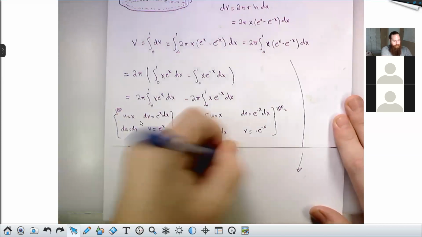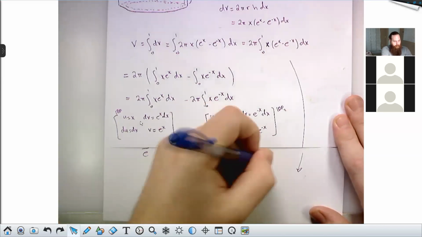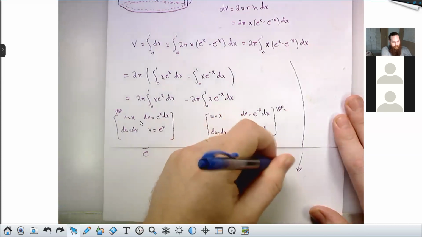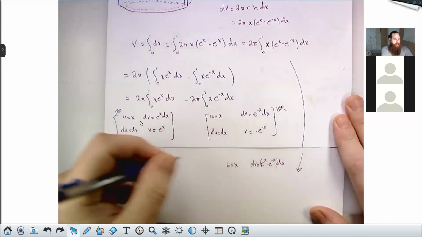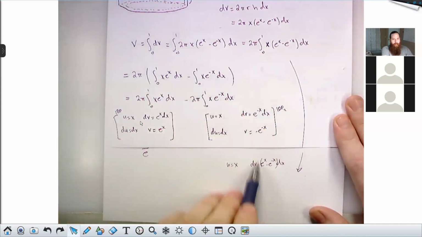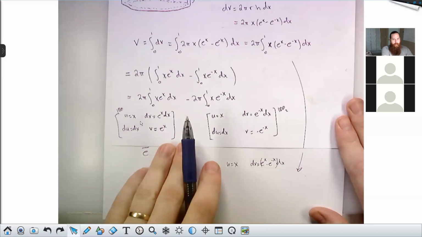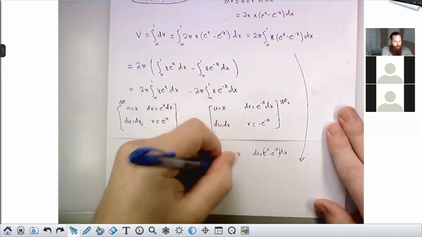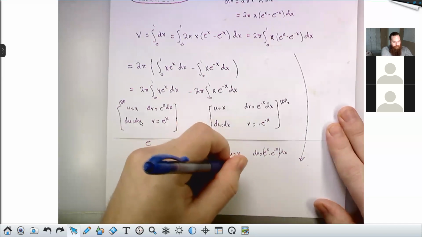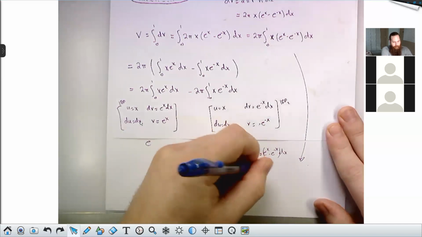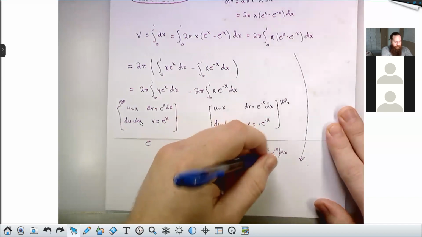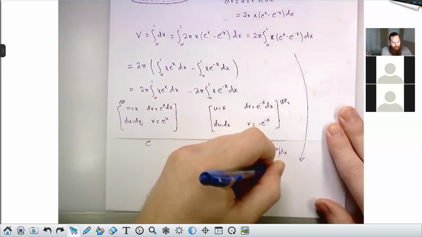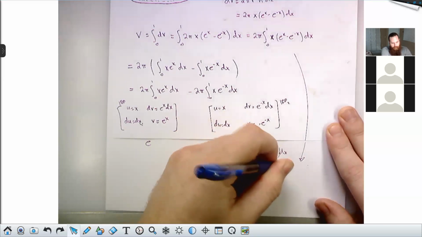u equals x, dv equals e to the x minus e to the minus x dx. But then you'll have to be able to integrate this quickly, right? The dv to v step here is a little bit rougher. du is just dx. But v here would be the integral of e to the x minus e to the minus x dx. That's e to the x plus e to the minus x.